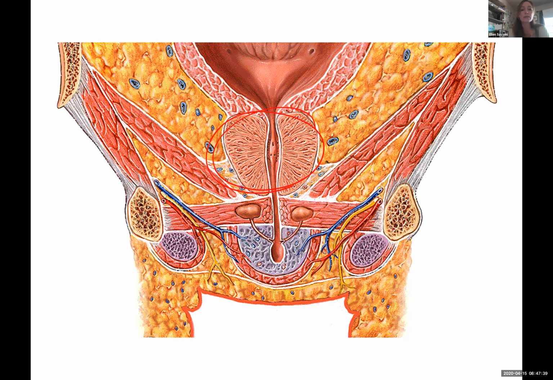Then we have the prostate. I should probably change colors. Okay, so here's the prostate. We can actually see lots of little holes in here where the secretions of the prostate can come into that prostatic urethra. And then we have the bulbourethral glands here. This here is the base of the penis at this point.